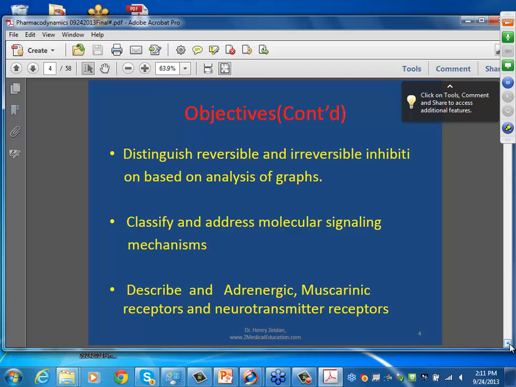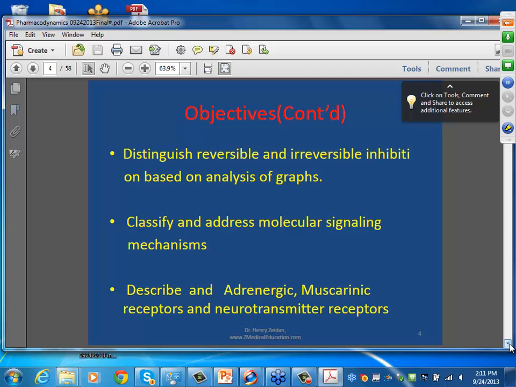After that, we're going to move on and talk about molecular signaling mechanisms. On Thursday's lecture on endocrinology, I'm going to repeat endocrinology, molecular signaling mechanisms from a hormonal point of view. But here, let's address it from a drug mechanism point of view.